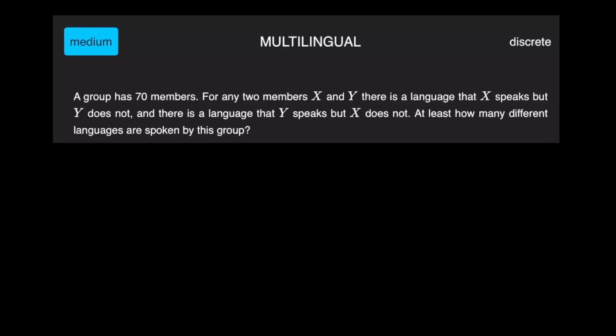Today we're doing another Brainstellar Quant puzzle. This one is called Multilingual. It's a medium problem. You guys can pause and go over it once.